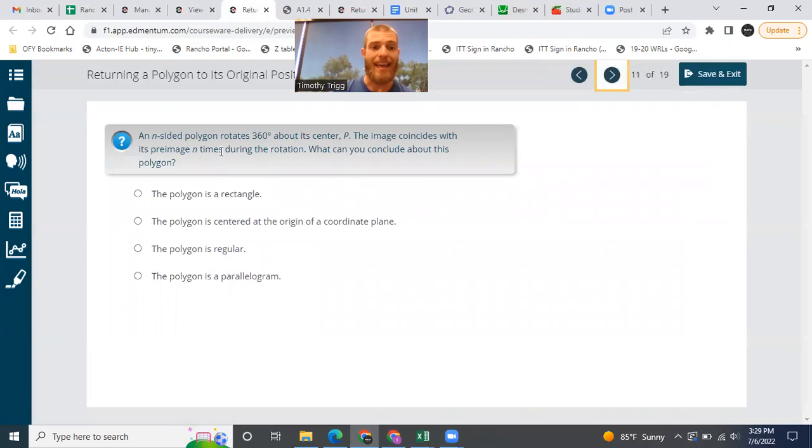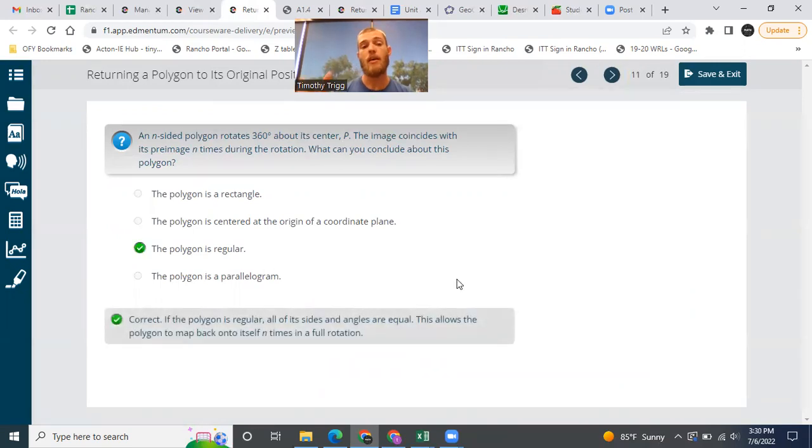Okay. An n-sided polygon, so n just means some general number, rotates 360 degrees about its center P. The image coincides with its preimage n times during the rotation. What can you conclude about this polygon? So we can conclude that it is a regular polygon. So this works for regular polygons. However many sides and angles it has, that's how many times it'll rotate onto itself. So a 20-sided regular polygon will map onto itself 20 times.